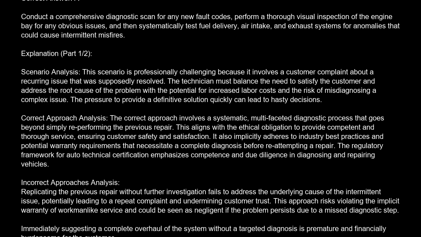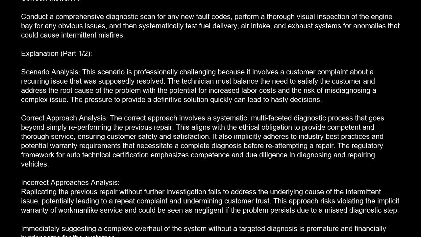was supposedly resolved. The technician must balance the need to satisfy the customer and address the root cause of the problem with the potential for increased labor costs and the risk of misdiagnosing a complex issue. The pressure to provide a definitive solution quickly can lead to hasty decisions. Correct approach analysis. The correct approach involves a systematic, multifaceted diagnostic process that goes beyond simply reperforming the previous repair. This aligns with the ethical obligation to provide competent and thorough service, ensuring customer safety and satisfaction. It also implicitly adheres to industry best practices and potential warranty requirements that necessitate a complete diagnosis before reattempting a repair.